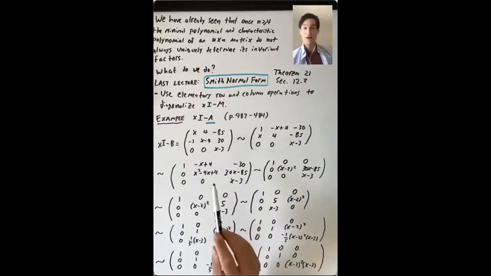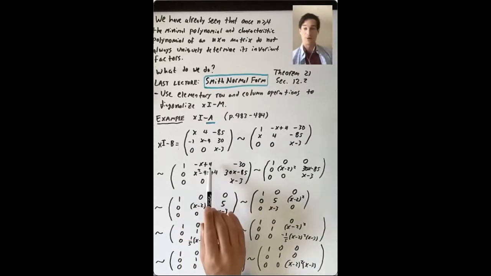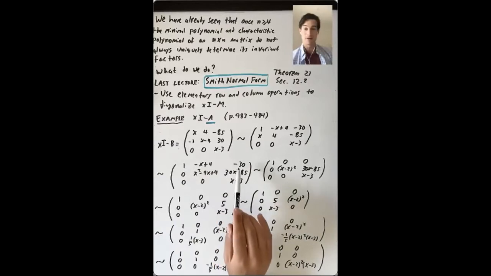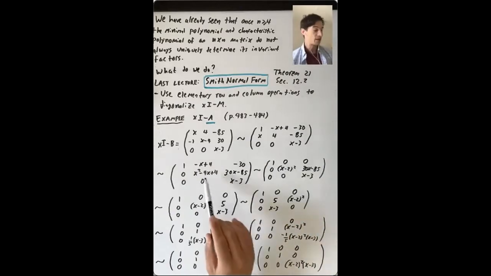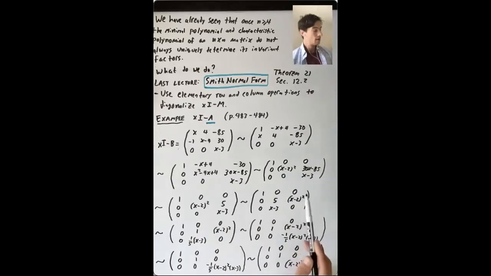Okay, so now we're in good shape because I can do some column operations. I have a column that's 1, 0, 0. So subtracting off an appropriate multiple of the first column from the second column and an appropriate multiple of the first column from the third column, I can just zero out the first row outside of this one. I also factored x squared minus 4x plus 4 here as x minus 2 squared.